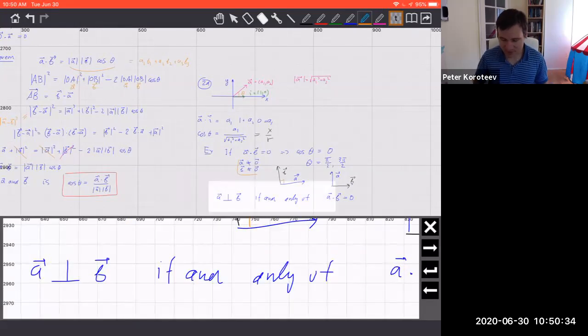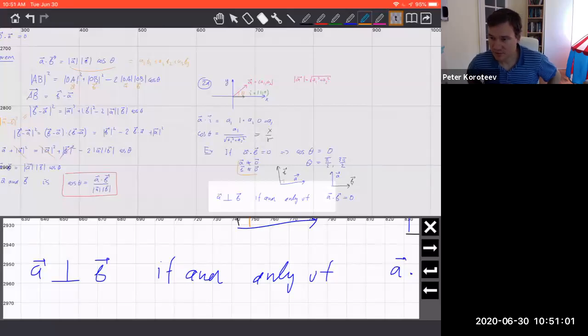So vectors are orthogonal if and only if. There are two parts in the statement: the if part and the only if part. If the vectors are orthogonal, then a dot b equals 0. How to make the statement backwards? If a dot b equals 0, then either a equals 0 or b equals 0 or both, or a dot b equals 0. So we just want to say that zero vectors are orthogonal to every vector.